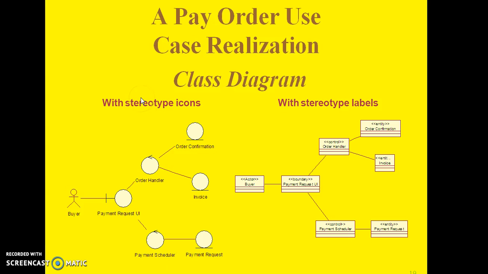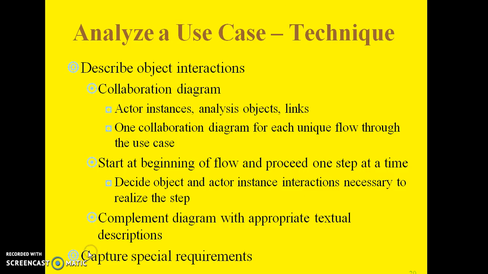So, for example, we will see another example: a pay order use case realization class diagram with stereotype icons and stereotype labels. Here we can see the buyer making a payment request, user interface, order handler, order confirmation, invoice, payment request. So all these are converted into classes by means of boundary class, control class and entity class. Now, how to analyze a use case technique?